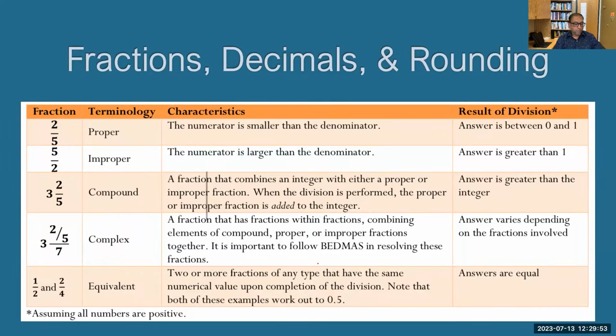So proper, the numerator is smaller than denominator. If the fraction is like this, this one is our numerator, and this one is our denominator, right? So if the numerator is smaller than denominator, then it is a proper fraction. And if it is the opposite, like here the numerator is bigger and denominator is smaller, this is an improper fraction. We can further solve it, or we can convert this into a compound number or a mixed number.